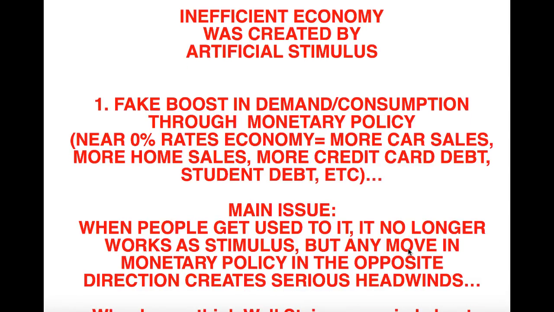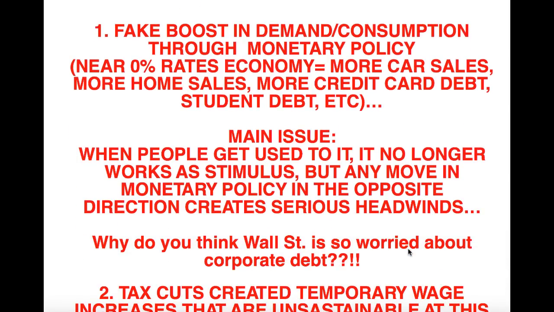Here's the deal. An artificial economy was created by artificial stimulus. Point number one, a fake boost in demand or consumption. In other words, the reason why the GDP started growing in the first place was created through monetary policy. So clearly, if the interest rates were 5%, you wouldn't go get a car loan. But if the interest rates are at zero, you may consider buying a new car.